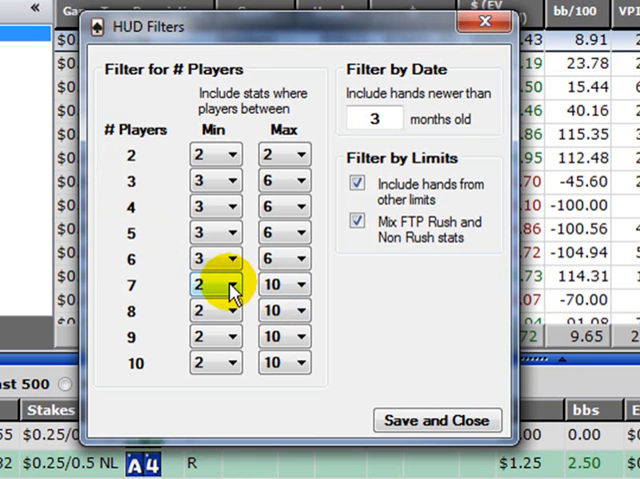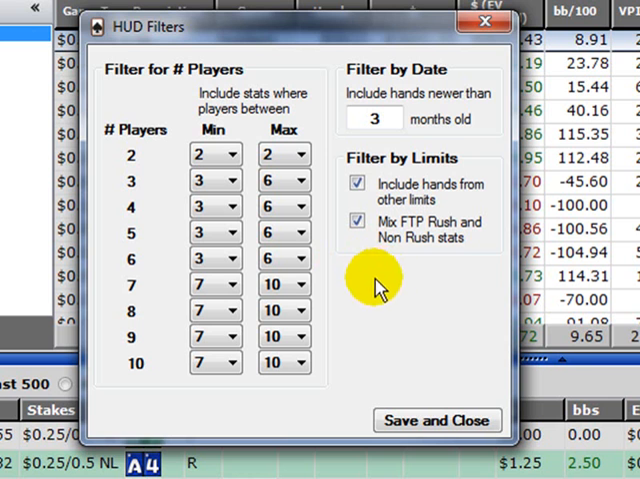And then finally for 9 max, I would probably go 7 through 10 on all of those. Obviously there's some 10-person tournaments, and some sites have 10-person cash games as well. So what this is saying now is anytime 7, 8, 9, or 10 players are dealt into the hand, show HUD stats for just 7, 8, 9, and 10. Not any 6, 5, 4, 3, or 2, but the 7 through 10 here. I know it's a little bit confusing, but if you set it up like this, you should be fairly good.